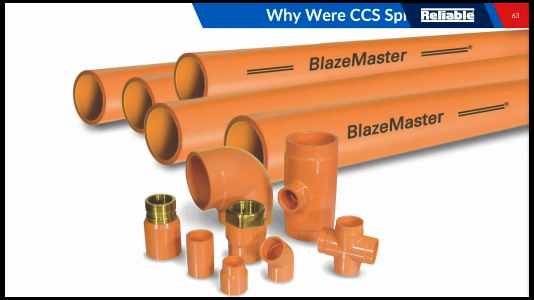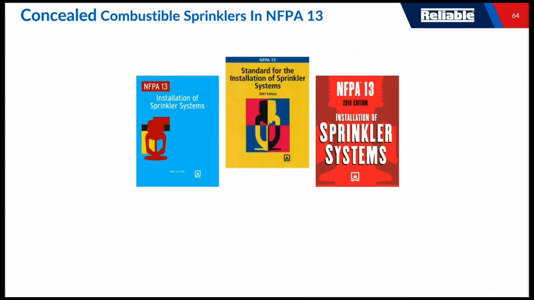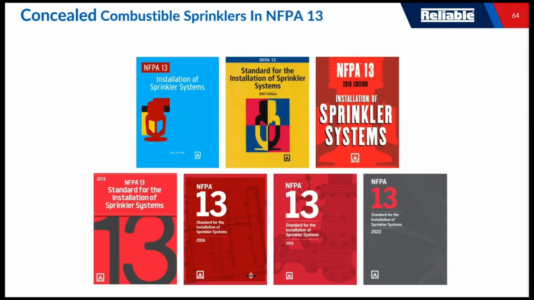When we talk about why these concealed combustible space sprinklers were even created, well, it all goes back to CPVC pipe. BlazeMaster was not allowed to be used in concealed combustible space construction. And they wanted to solve that problem. And the way that was done was by actually creating a brand new sprinkler, one that was proven to protect the space and then protect the piping material. So is this product referenced by NFPA 13?